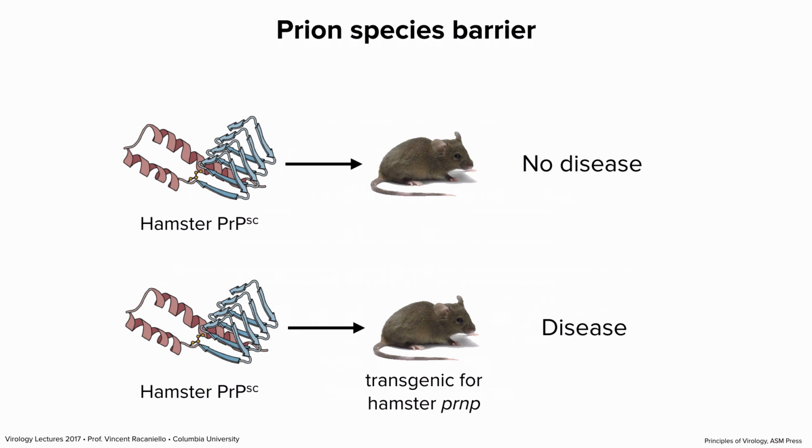If you take a hamster prion, misfolded hamster prion, and you inject it into mice, they don't get sick. But if you make a transgenic mouse that has the hamster PRNP gene, and you now put hamster PrPSc into them, they will get sick. So the inoculum and the host protein have to match. However, it's not always the case.